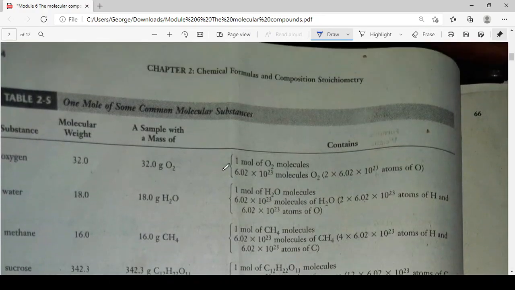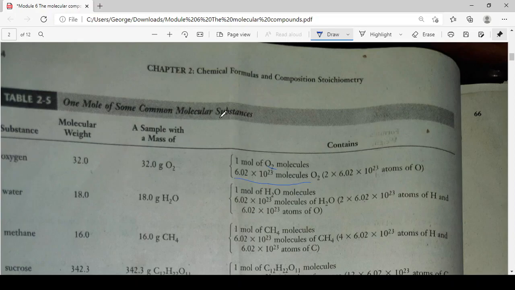So Table 2.5 shows 1 mole of some common molecular substances. Again kids, like in Module 5, for every 1 mole of a common molecular substance, for example O2, we have 6.022 or 6.02 times 10 raised to the power of 23.